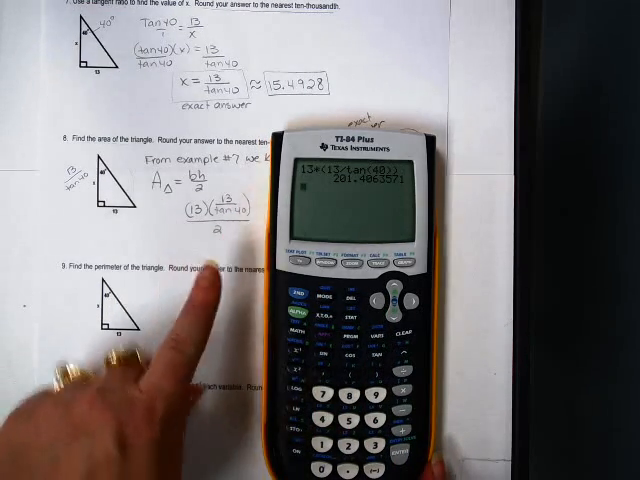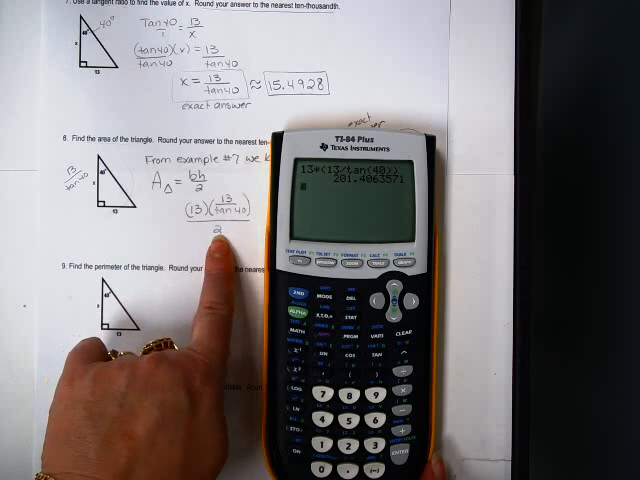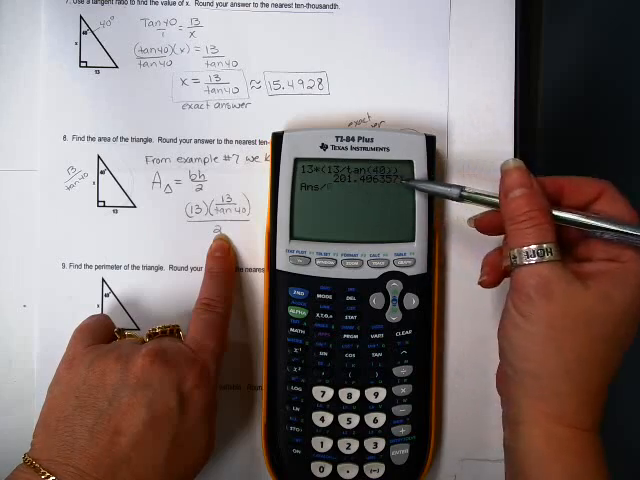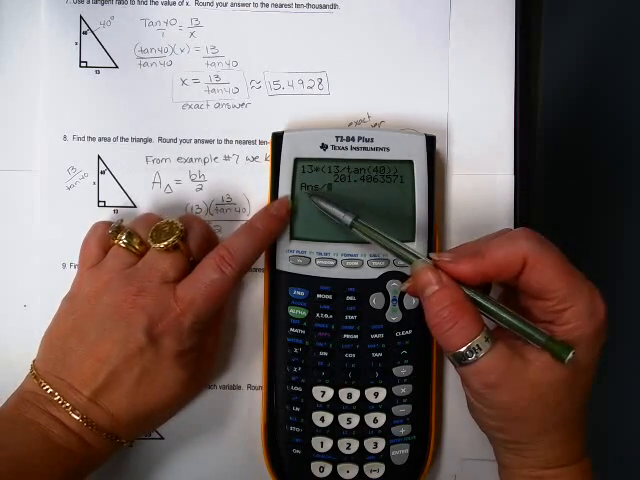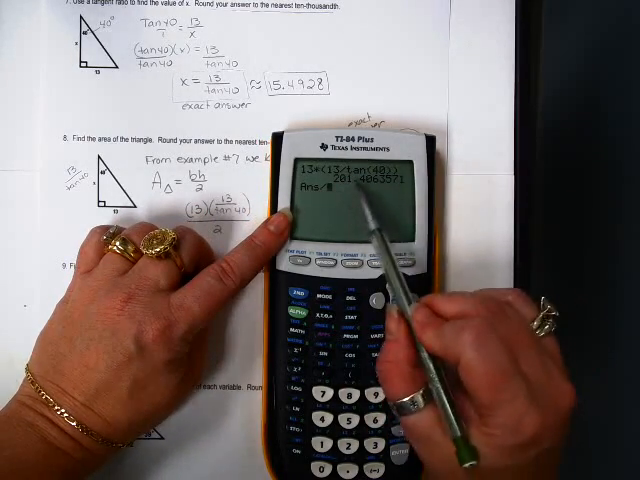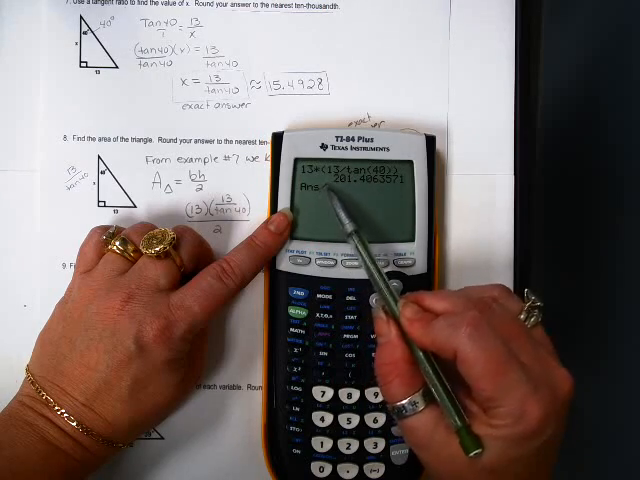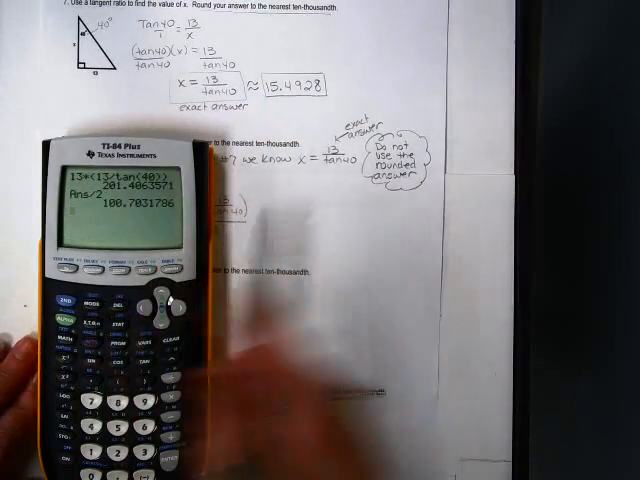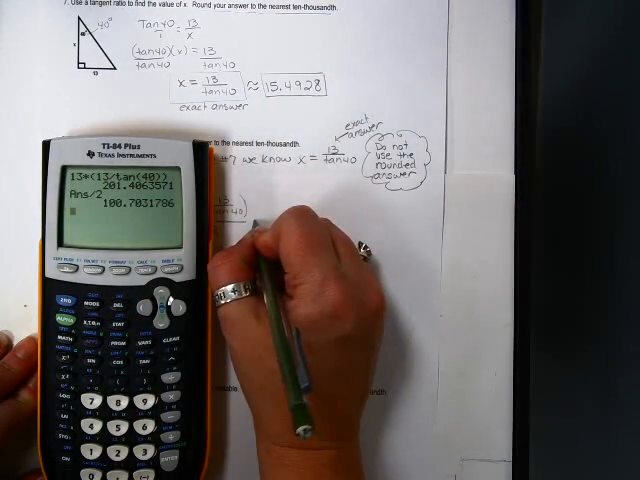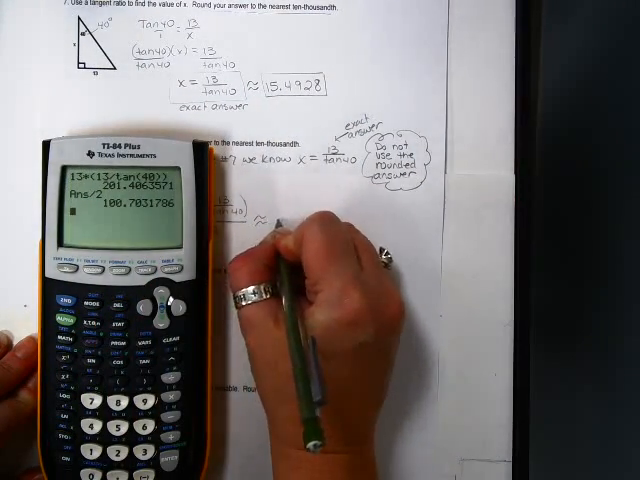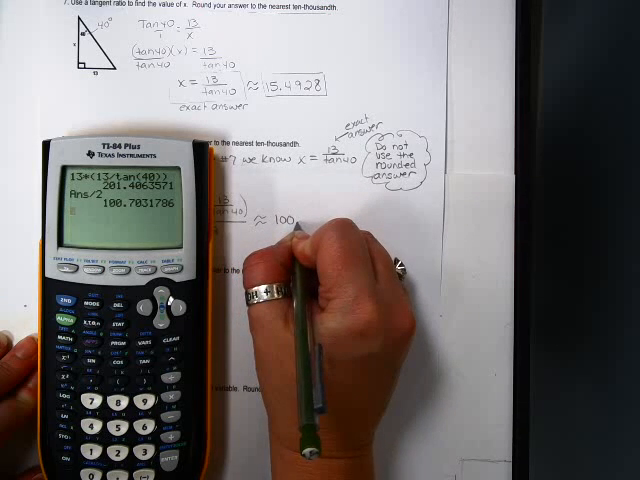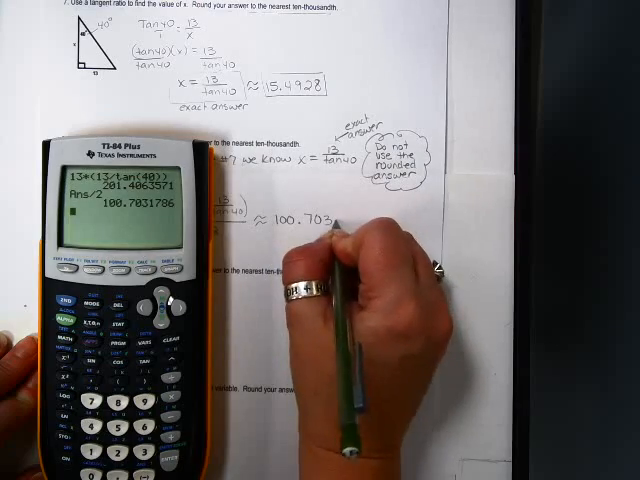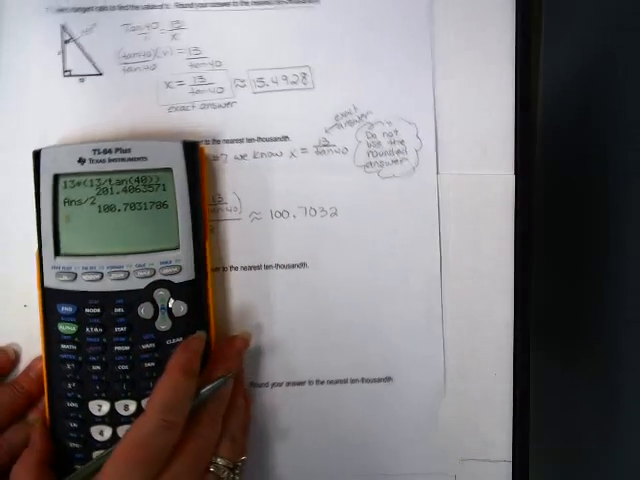But that's not your answer because you forgot to divide by 2. So now we divide. We don't enter that number in again. You just hit the division key, and notice how it puts ANS. It's taking the answer and loading it here and dividing that answer by 2. So that's going to be approximately 100.7032 is my answer. That's my area.